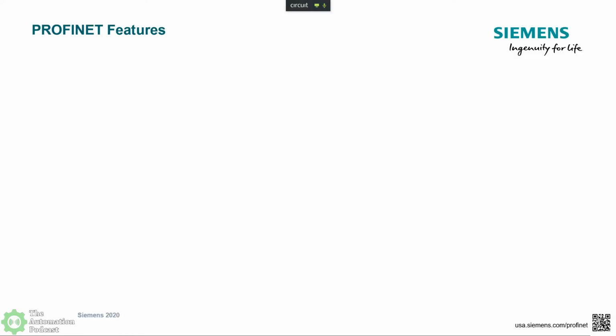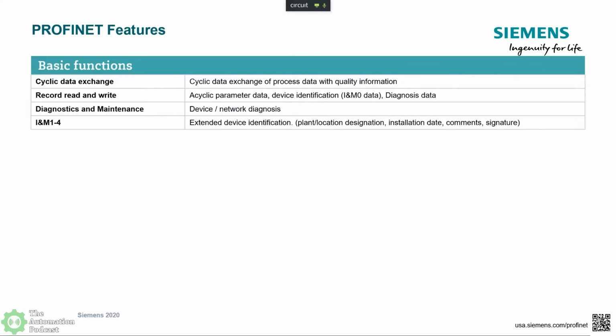So now we talked about the PROFINET features. Each PROFINET device shall support a minimum feature set. The basic feature set a PROFINET device has to support is the cyclic data exchange, that's the cyclic data exchange between a device and a controller, as well as record read and write services. That's our acyclic services, and diagnostic and maintenance. That's a big thing in PROFINET. PROFINET devices offer a broad range of diagnostic and maintenance functions.